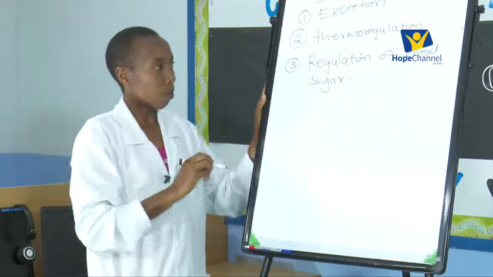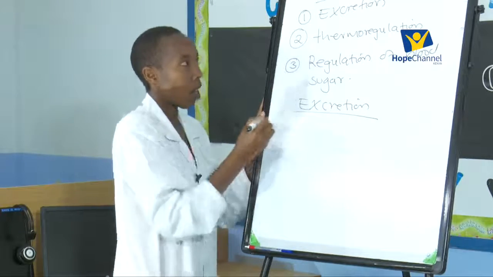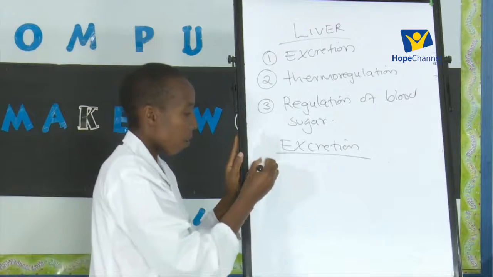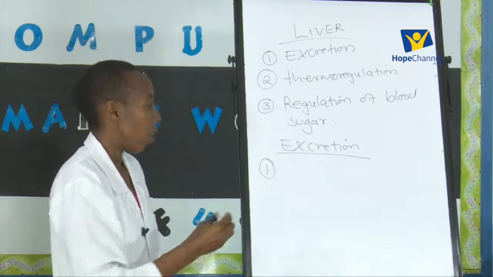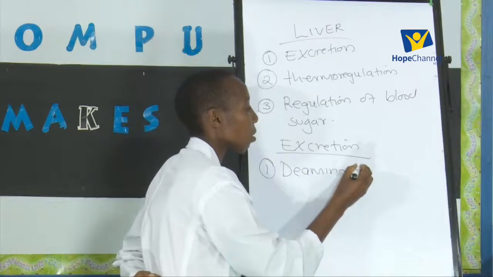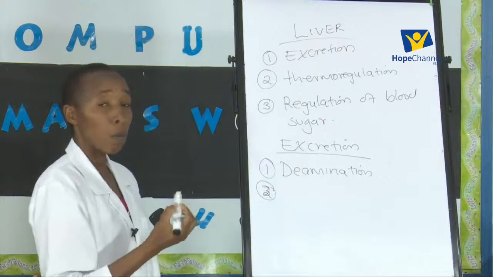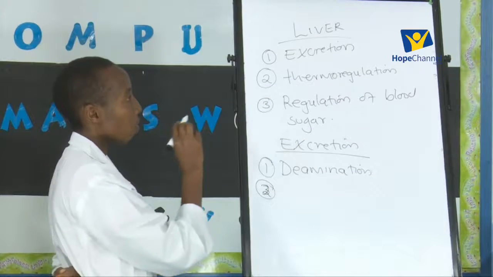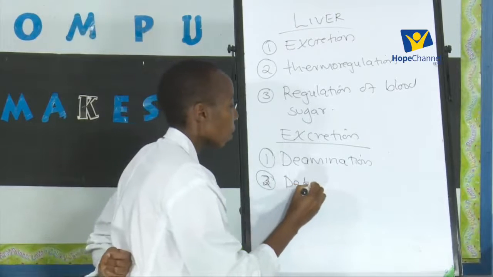I'll start with the first one, excretion. How does the liver play a role in excretion? The liver does excretion in many ways. It does so through deamination. Remember, we said that in excretion we are releasing substances from the body that are formed from metabolic processes, and those waste products we have to release. So the liver does the role of excretion, number 1, by deamination. Number 2, by detoxification.